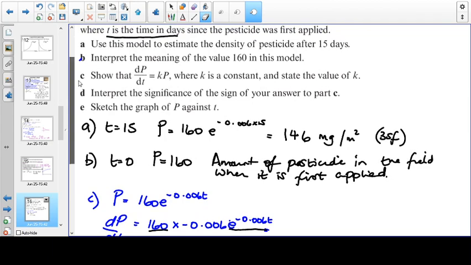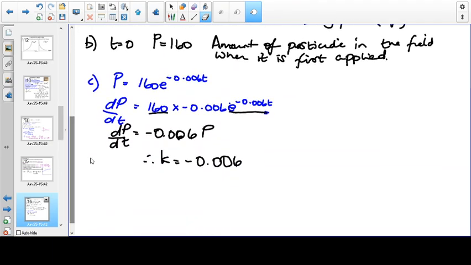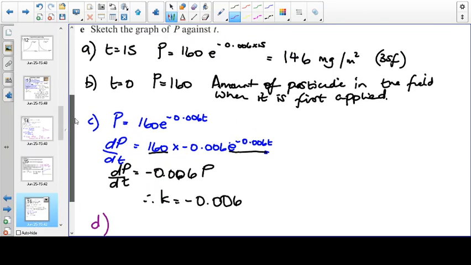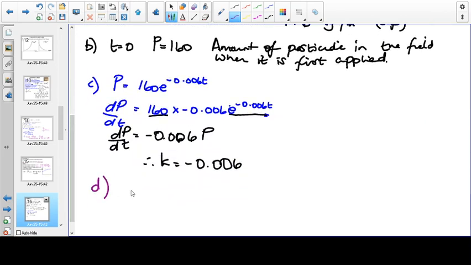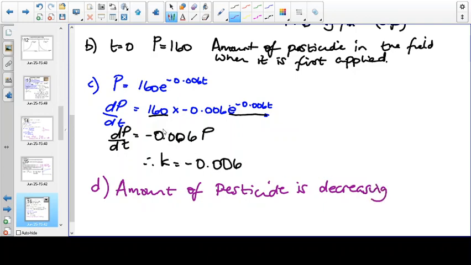Interpret the significance of the sign of your answer to C. Well, this is the rate of change. So because this is negative, that means it must be decreasing. Remember, this is a gradient, so we've got a negative gradient. So that must mean that the amount of pesticide is decreasing, because we have a negative gradient function, a decreasing function.